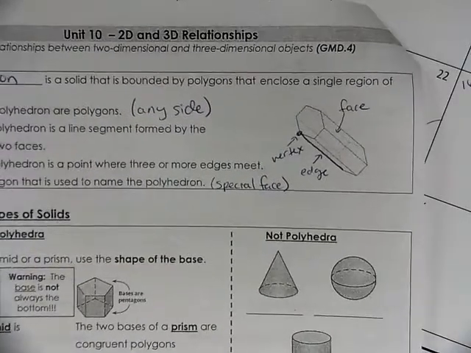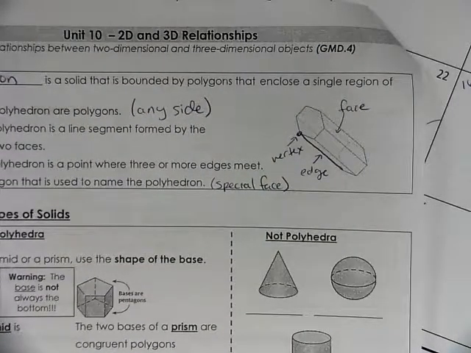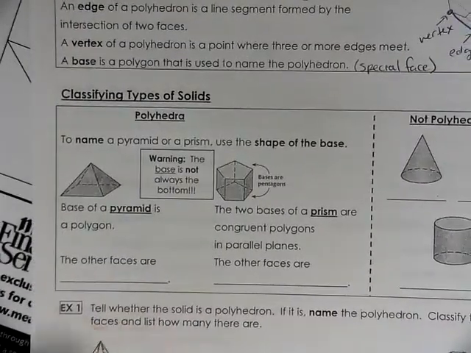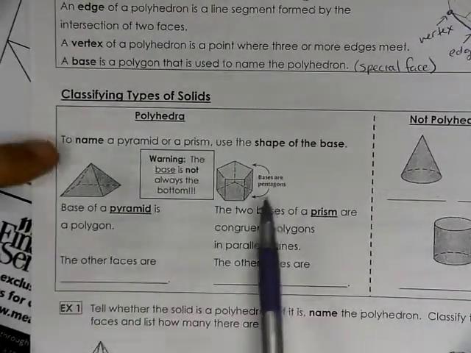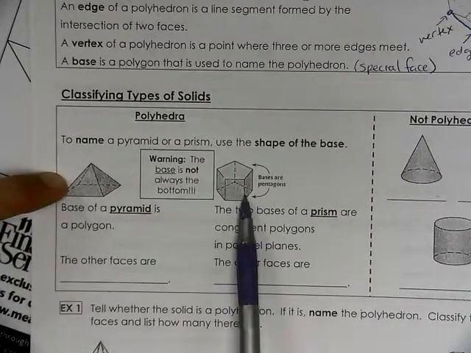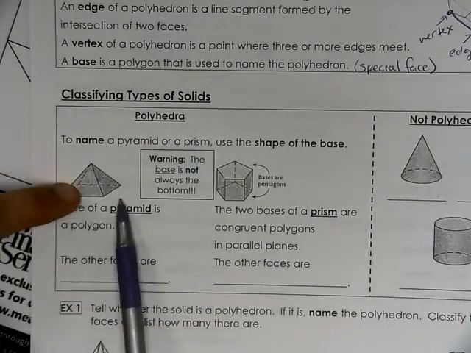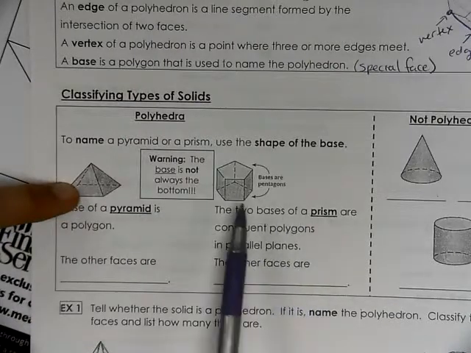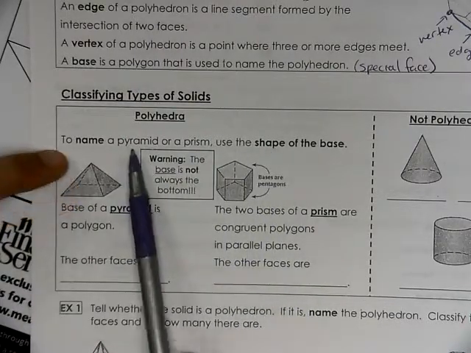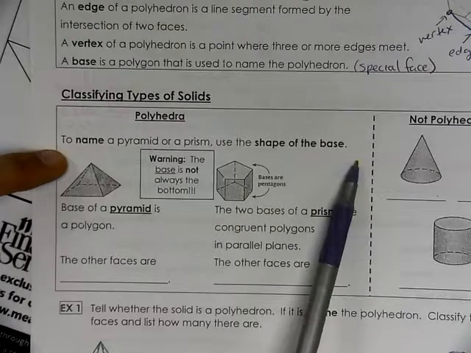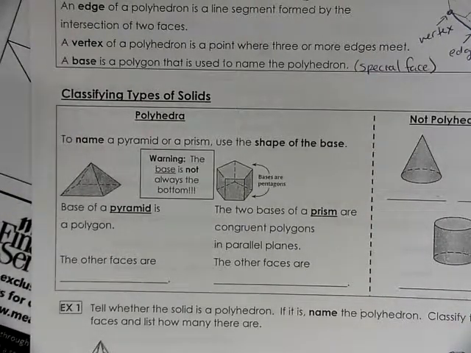Okay, so any 3D shape. So this is a polyhedron. Has all straight lines. So when we classify a solid, if it's a polyhedron, there's basically two categories. It can either be a pyramid or it can be a prism. To name a pyramid or a prism, we use the shape of the base and then the word pyramid or the word prism. So when we're naming a polyhedron, we use two words.